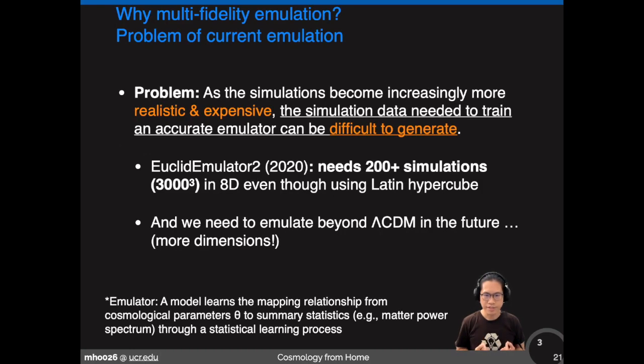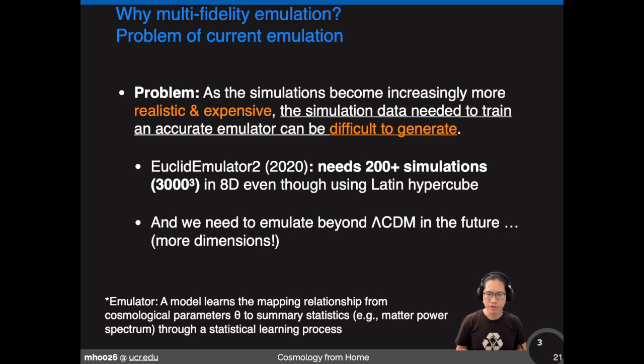So the problem here is that the current bottleneck of emulation is the cost of simulations. You can imagine as future surveys probe more small-scale structures, the simulations have to be more realistic and more expensive to match the resolution requirements. That means the training simulation suite itself for the emulator could be very hard to generate. For example, Euclid Emulator 2 used more than 200 simulations with 3000 cubed particles in 8 dimensions. This is not a computational budget every group can run.